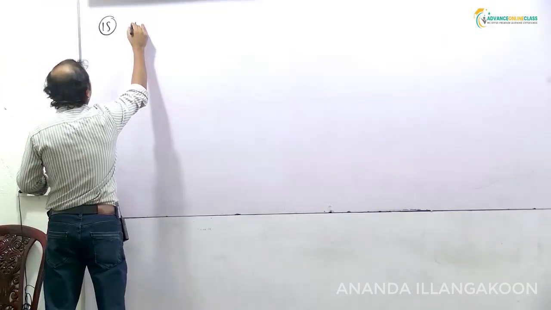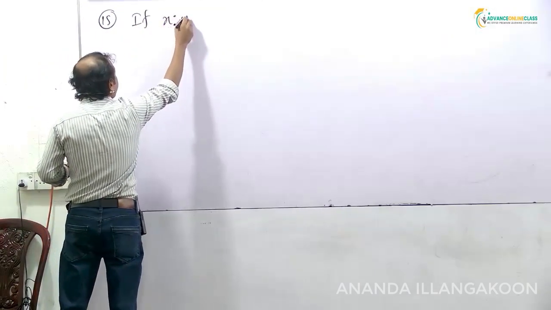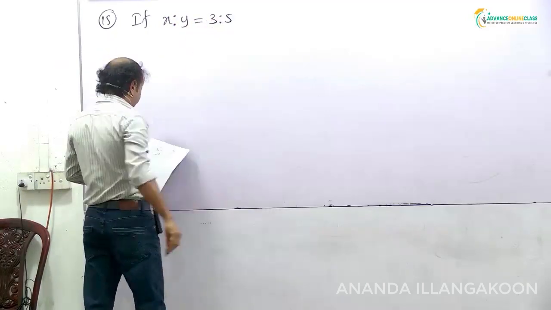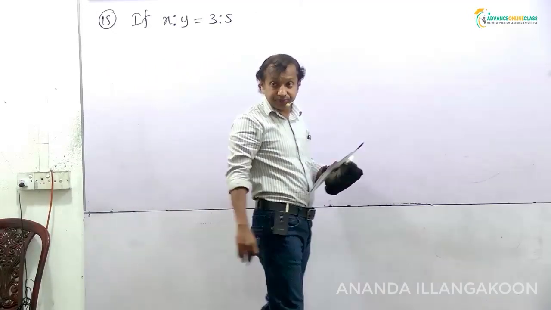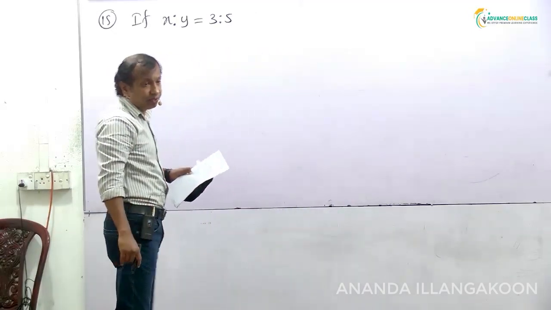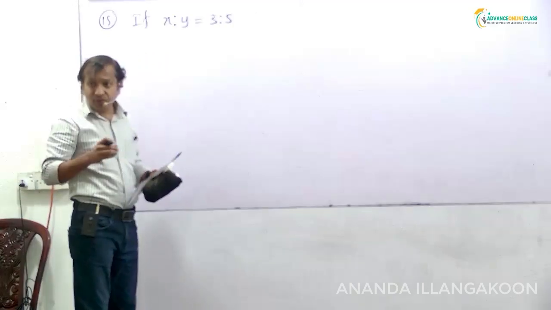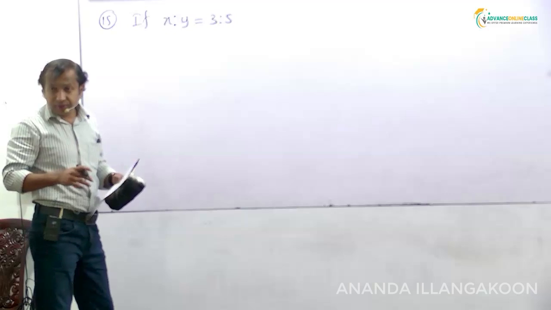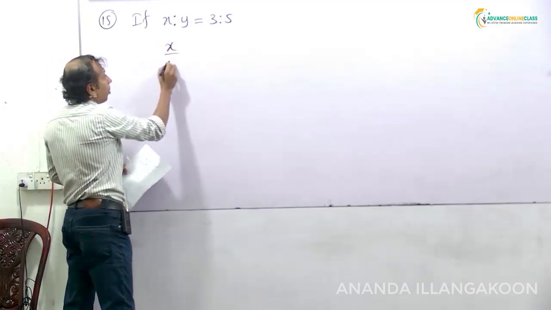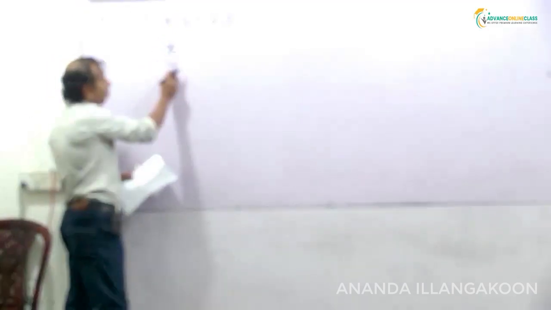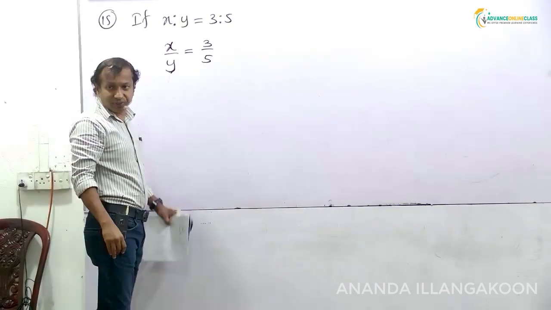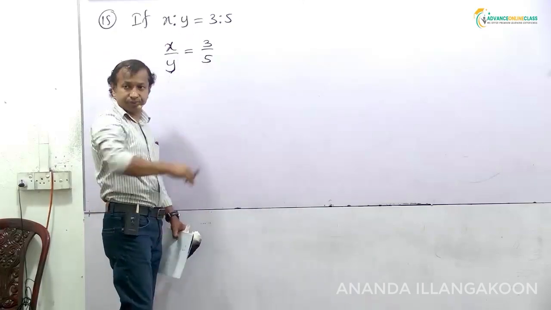Question number 15. We are given if x is to y is equal to 3 is to 5. Then asked to find the following. People, what is meant by this x is to y? Tell me this x is to y as a fraction. X upon y. The first number should come to the numerator. X upon y should be equal to what? 3 over 5. This is the given proportion. The same thing only here I wrote.